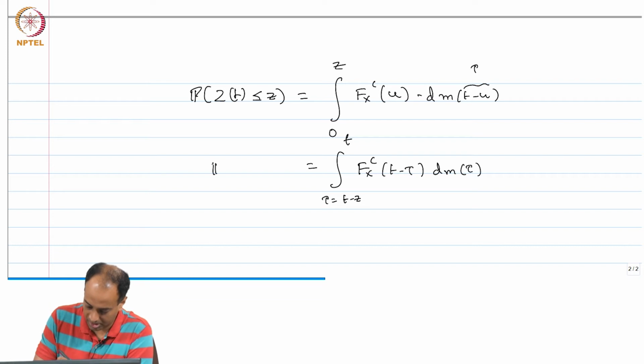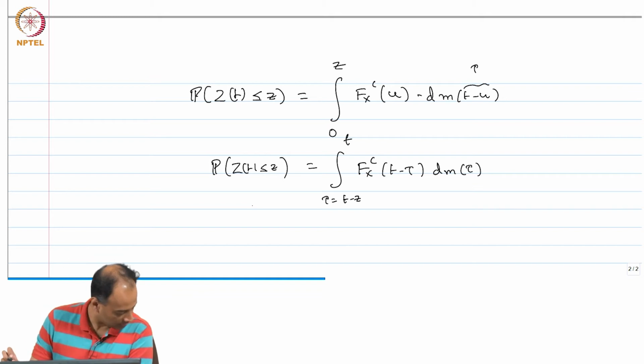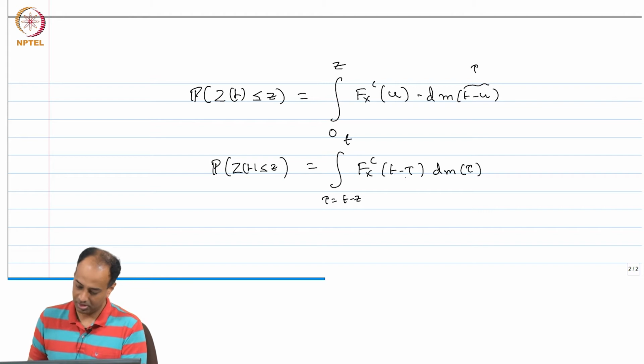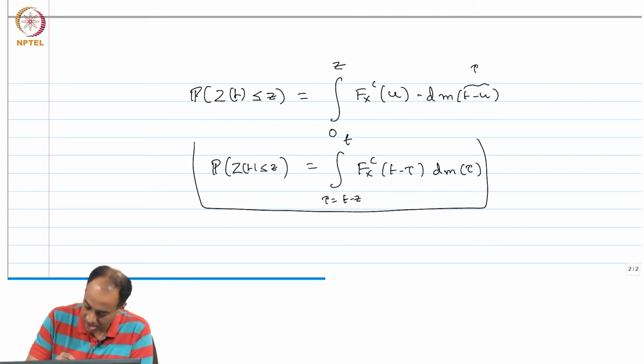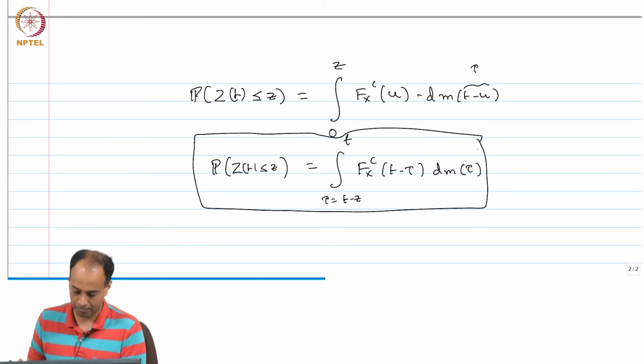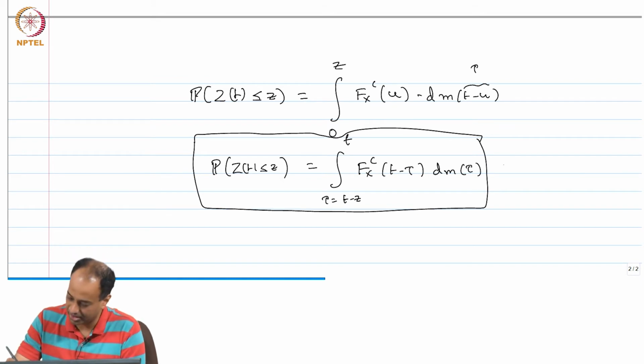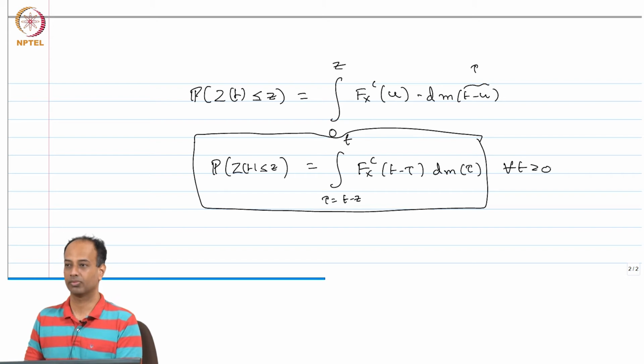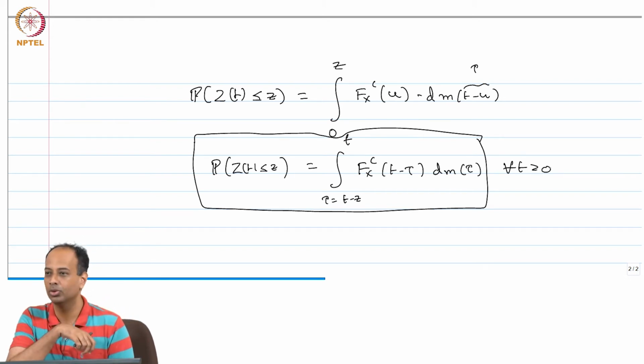So, this is the probability that Z(t) is less than or equal to z. Let me just check, F_X complement of (t minus tau) dm(tau), correct. Okay, so this is what it is. This is the CDF of Z(t) for any finite t, this is true for all t. You give me t equal to 2.5, you tell me what the CDF of Z(t) is, I can go calculate this Riemann-Stieltjes integral and give you the answer.